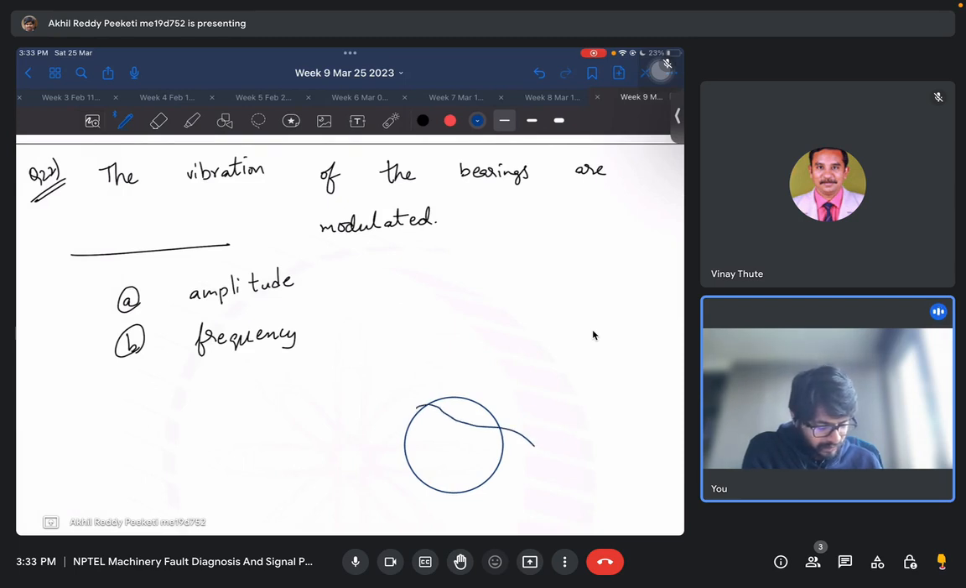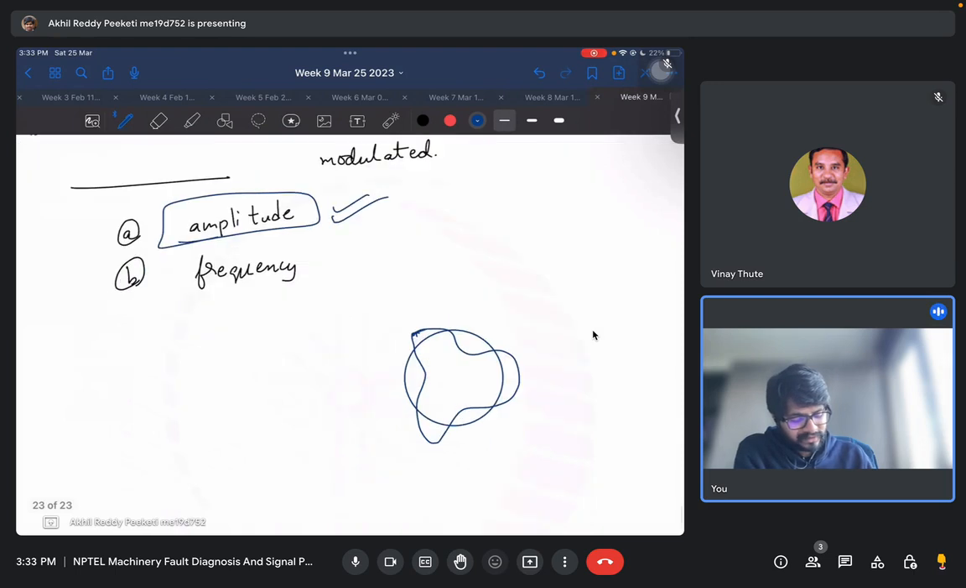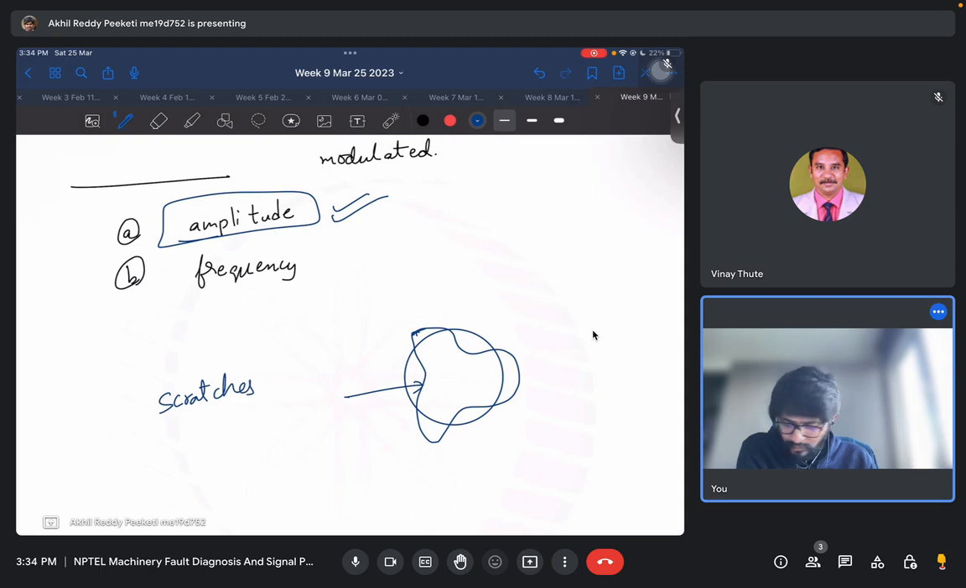So if the bearing is not smooth, or it has this surface waviness or some different things, then because of that the load at each instance keeps on changing, so it would be leading to amplitude modulation. So this surface roughness could be due to scratches or defects during manufacturing itself.